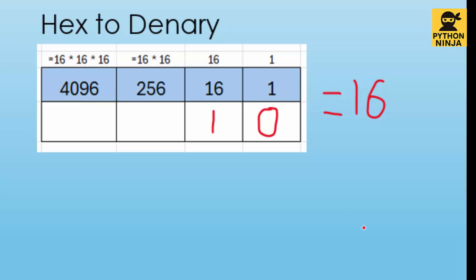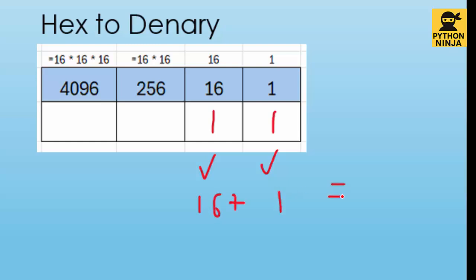So what would the denary value 17 look like? It would look like that, because it means we've got a 16 once and we've got a 1 in this column. So 16 plus 1 is 17. So this hexadecimal number 11 is equivalent to the denary value 17.